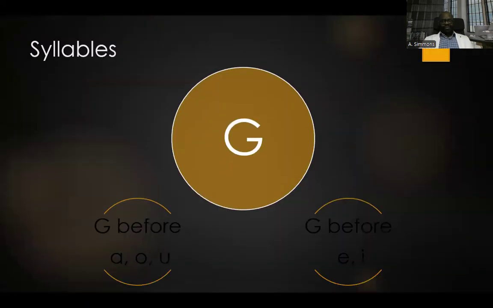Same thing with the G. It has a harder sound before the A, O, and U, and it's more like an H before E and I. Ga, ge, gi, go, gu. No. Ga, go, gu. He, hi. Lock that in. I know I'm moving a little fast, but all you have to do is just rewind and go through the video again, or just sling it back to get this section. But it has to be practiced.